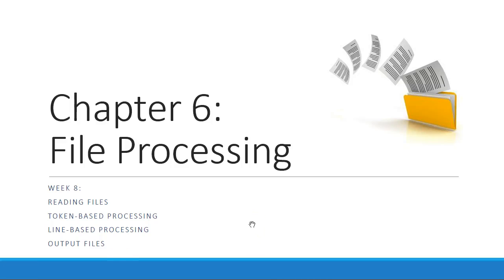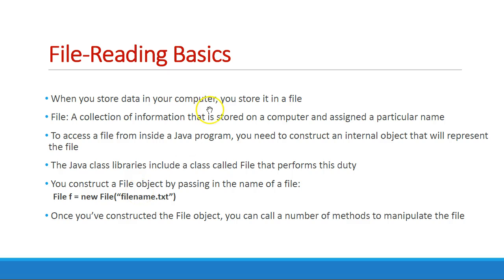Today we're going to be talking about Chapter 6 from the Building Java Programs book, which is about file processing. First we're going to be talking about reading files and then writing files. And in reading files we've got two different ways we're going to read files, token-based and line-based. So let's take a look at reading files.